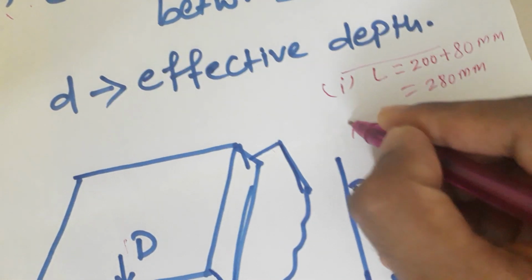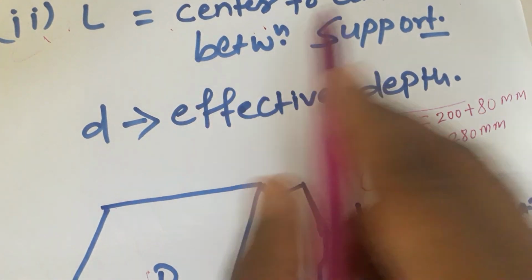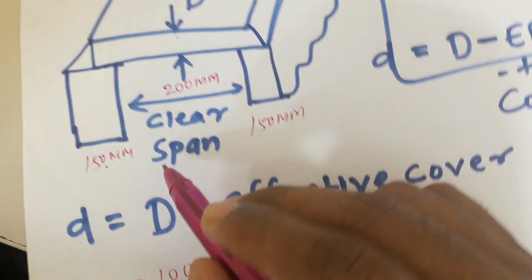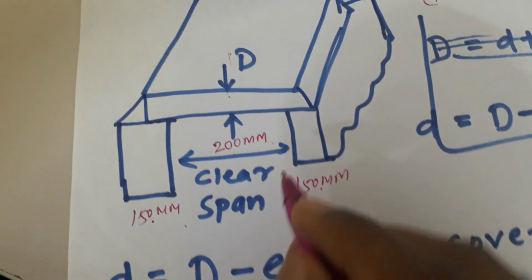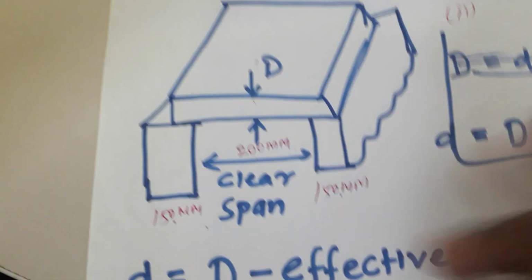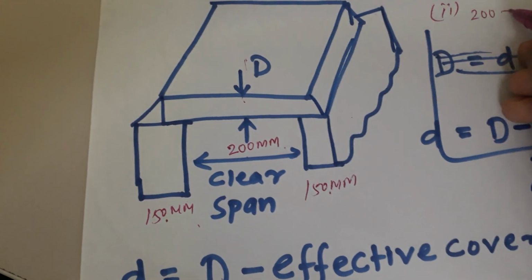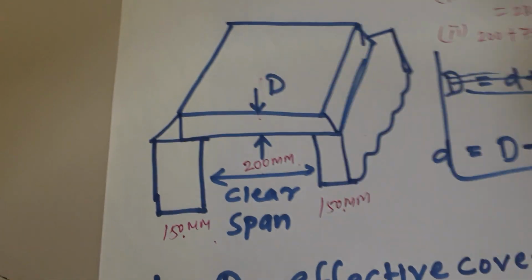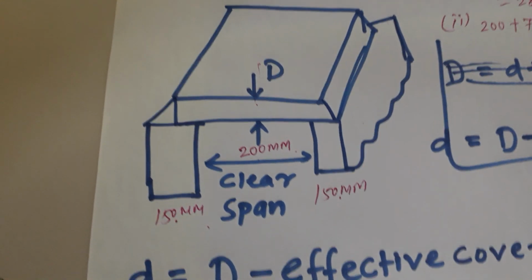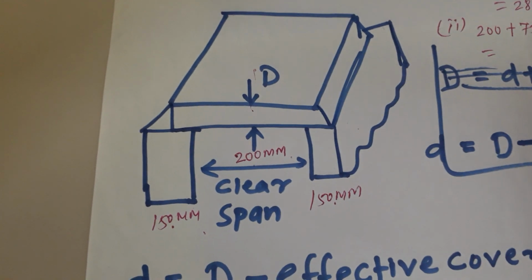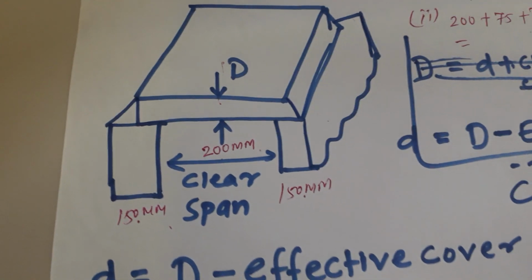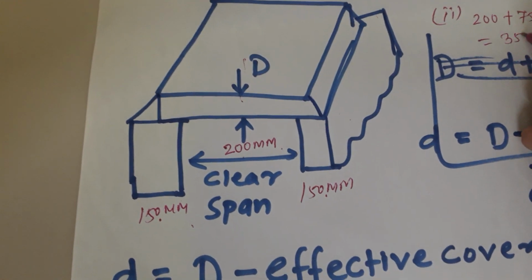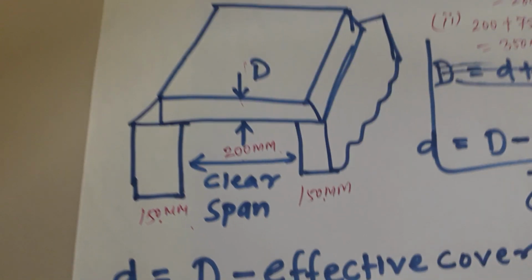From the second criterion, the center to center distance between supports. So this is 150 mm and this is 150 mm. Center to center distance means this 200 mm plus this half-support 75 mm plus this 75 mm. That will be 200 plus 150, which is 350 mm.